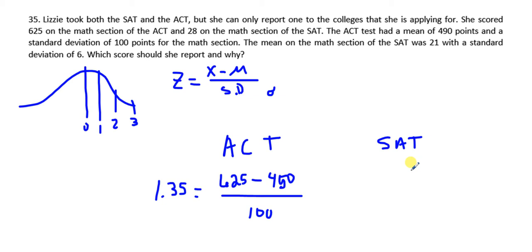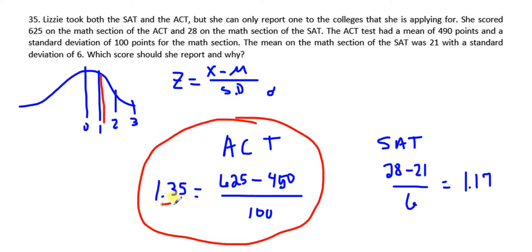On the SAT, she got a 28. The mean was 21, and the standard deviation is 6. That's 1.17. So both of these are right in this general area, just a little bit over 1. The 84th percentile is at 1, so she's right about the 85th percentile. But she did better on the ACT, with 1.35 for a z-score.